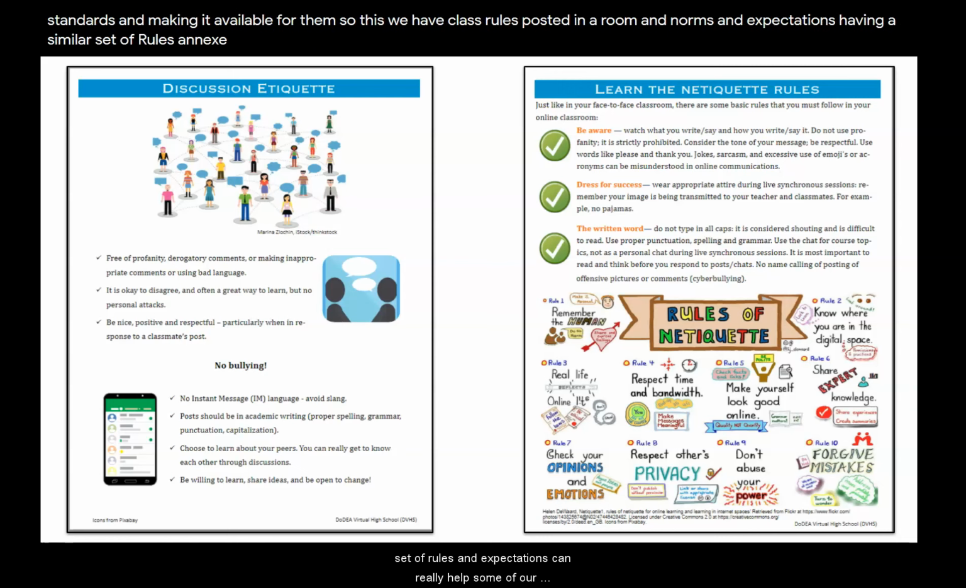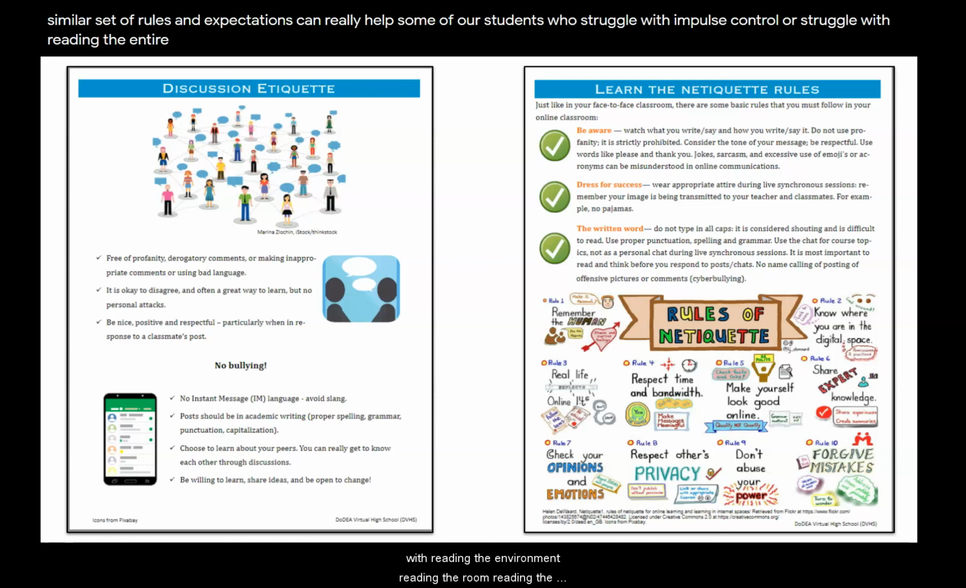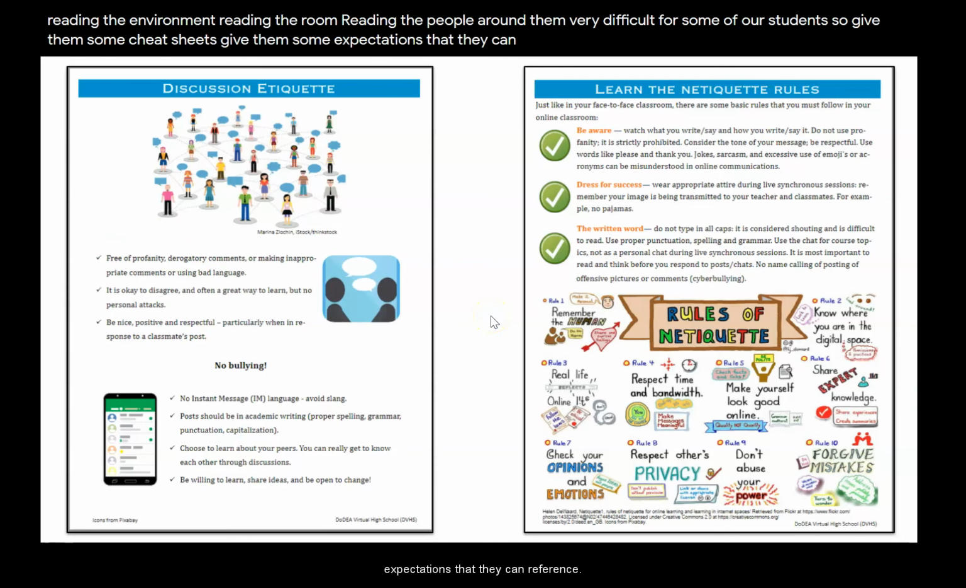Just as we have class rules posted in our room and norms and expectations, having a similar set of rules and expectations can really help some of our students who struggle with impulse control, or struggle with reading the environment, reading the room, reading the people around them. This can be very difficult for some of our students. So give them some cheat sheets, give them some expectations that they can reference.